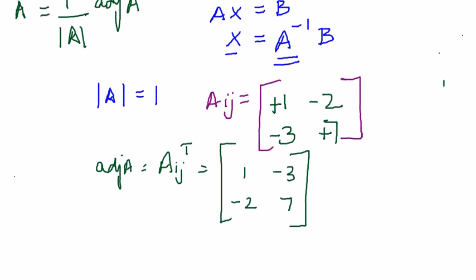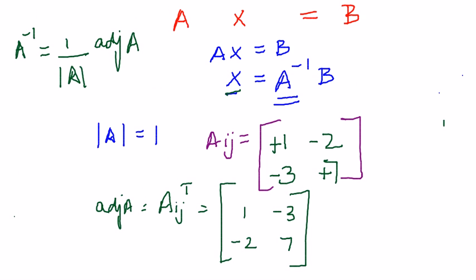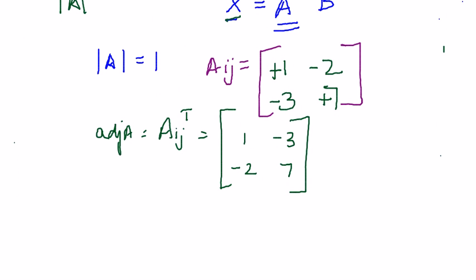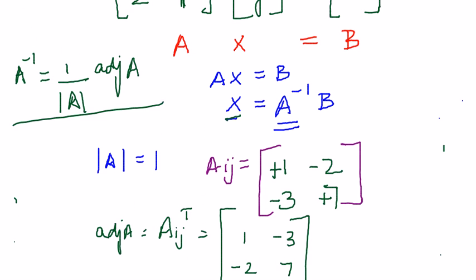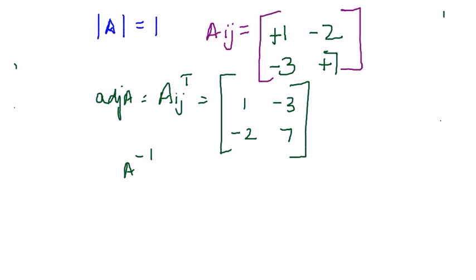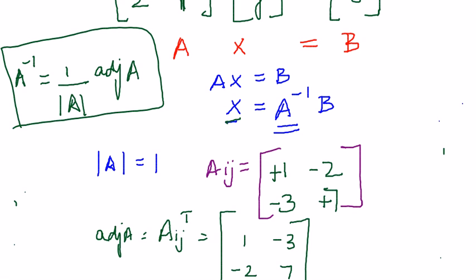Now to find X, okay, before that, A inverse is nothing but 1 by mod A into adjoint of A, right? We wrote the formula here. Since mod A is equal to 1, A inverse is the same as adjoint of A. Okay, so A inverse is also 1, minus 3, minus 2, 7. Now to find out X, we know that X is equal to A inverse B.